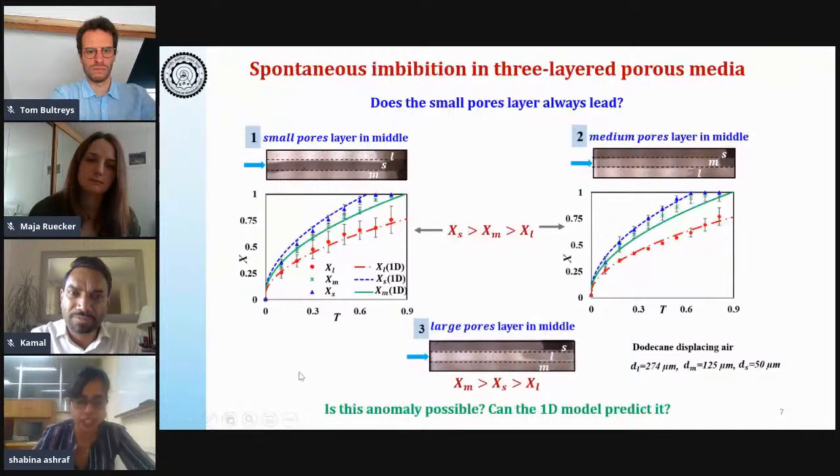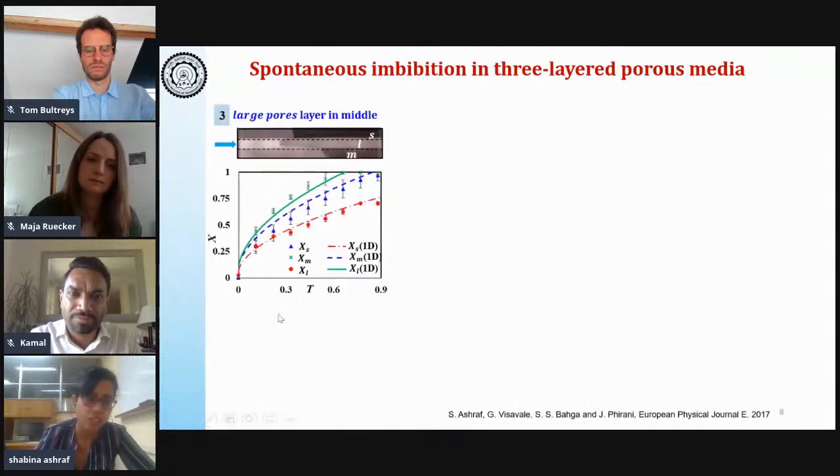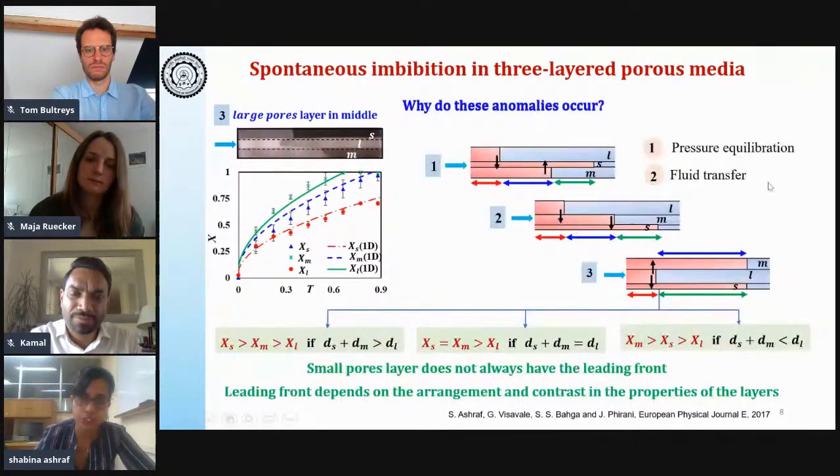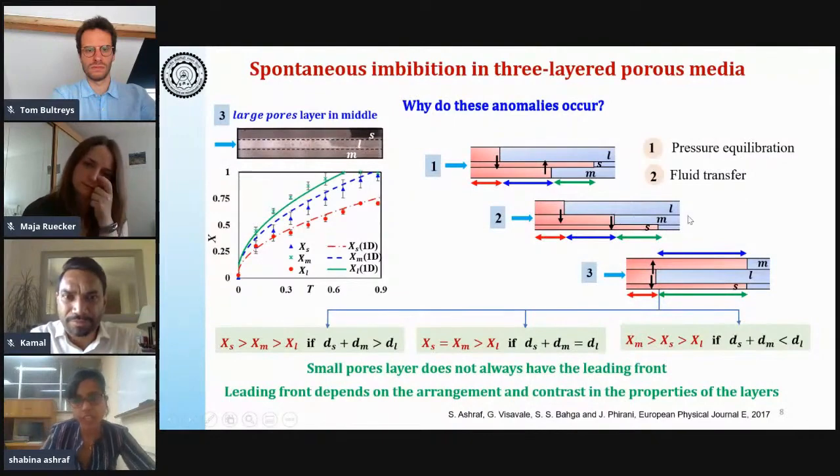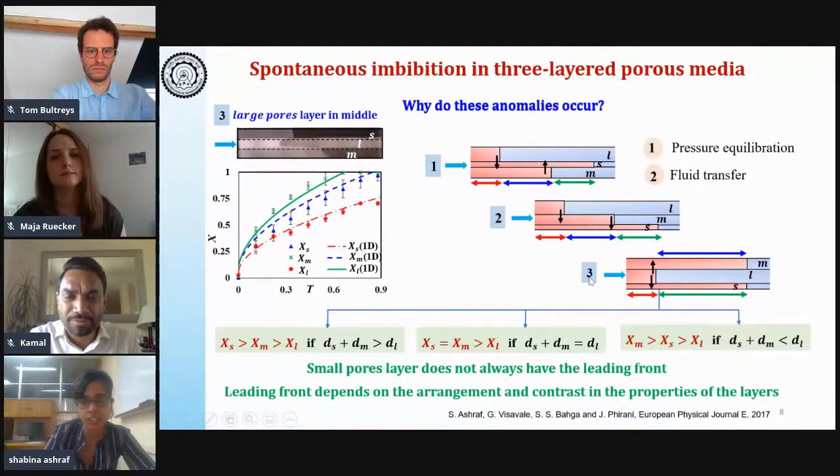Why is such an anomaly occurring? I mean, is this anomaly even possible? And if it is possible, what is causing this? And can we develop a one-dimension model that would be able to predict it? So we developed a one-dimension model, and to our surprise, it was very accurately mimicking the imbibition dynamics for this arrangement. And then we wanted to understand why such an anomaly is possible. So if we go back to the inferences from the volume of fluid simulations, we find that for this particular case, the third case, the medium layer and the small layer are separated by the large layer in between.